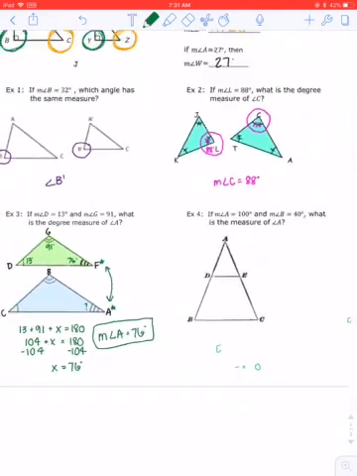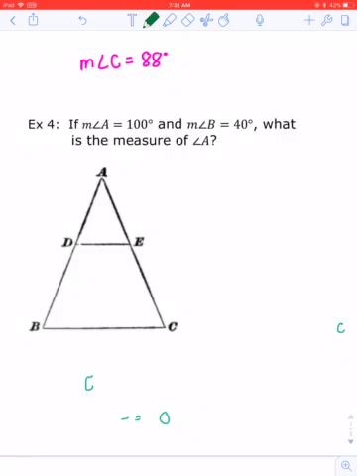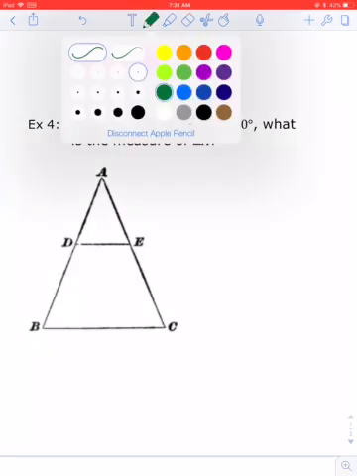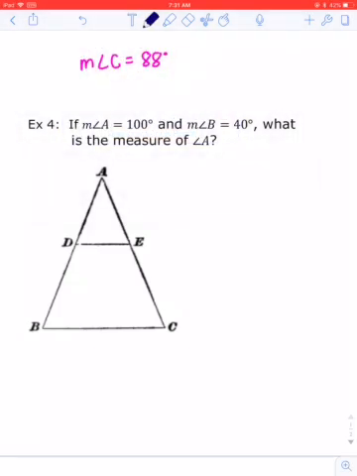Finally, let's look at example 4. Let me get rid of these little lines here. Alright, for example 4, it says if measure of angle A is 100 degrees and the measure of angle B is 40 degrees, what is the measure of angle, and your notes are correct, it should be E. Measure of angle E. So we're looking for this degree. Alright, well, this just looks like a triangle that's split up, but what you actually have is two similar triangles. So let me draw them down here. You should draw them on your paper.